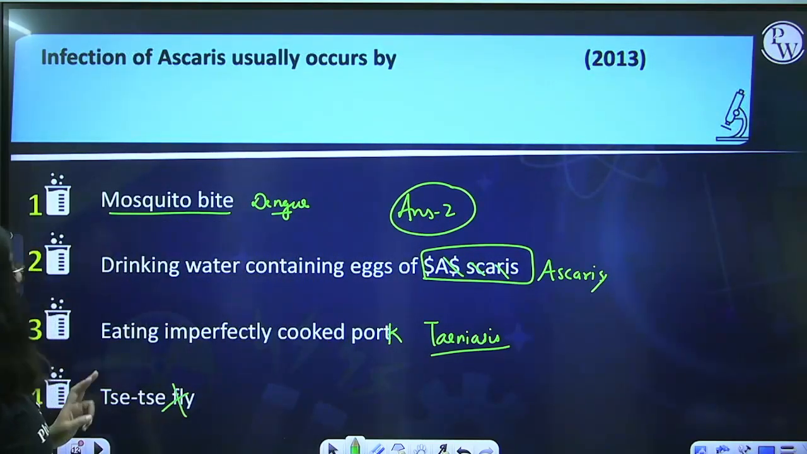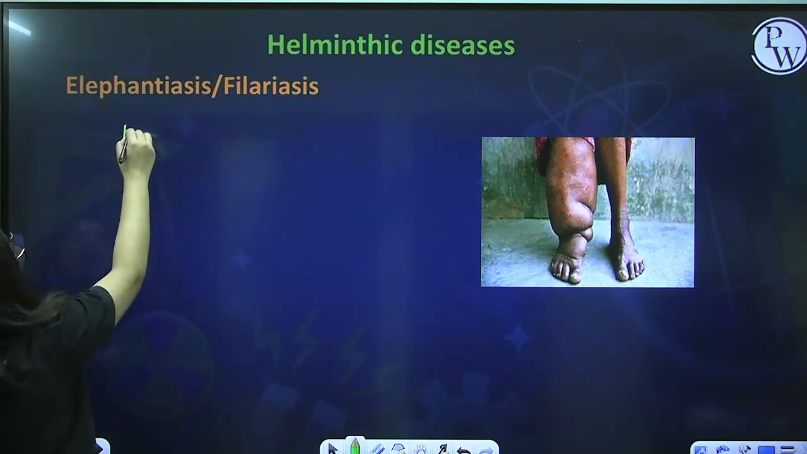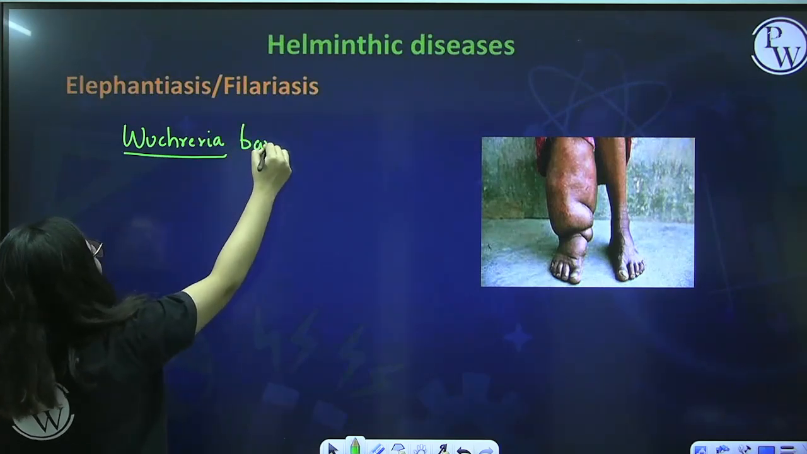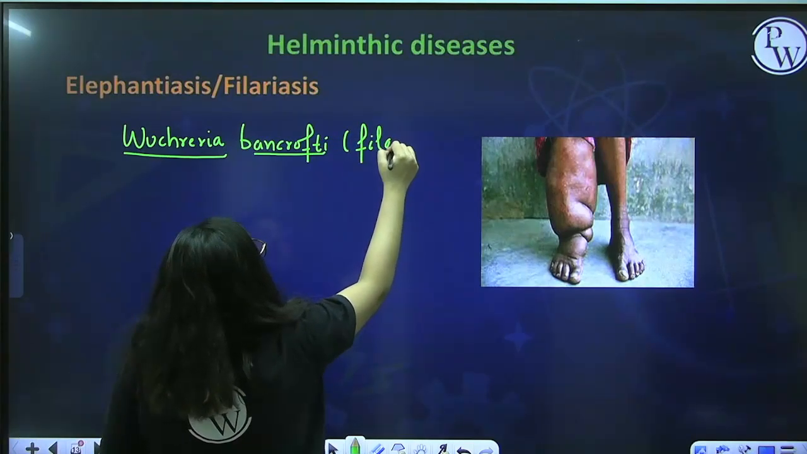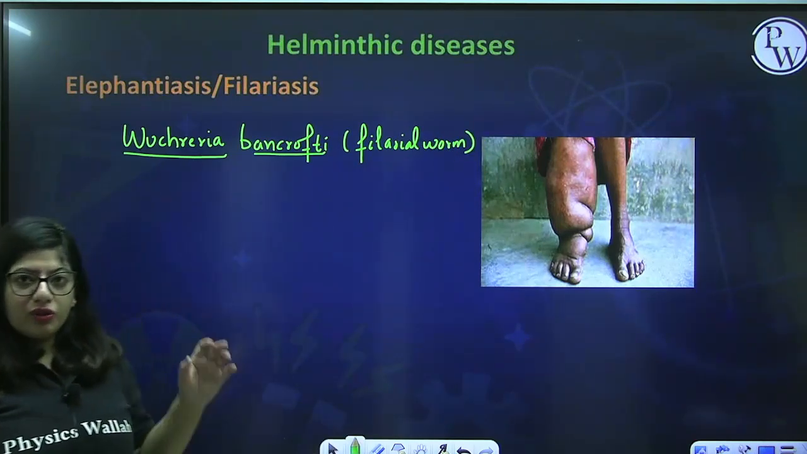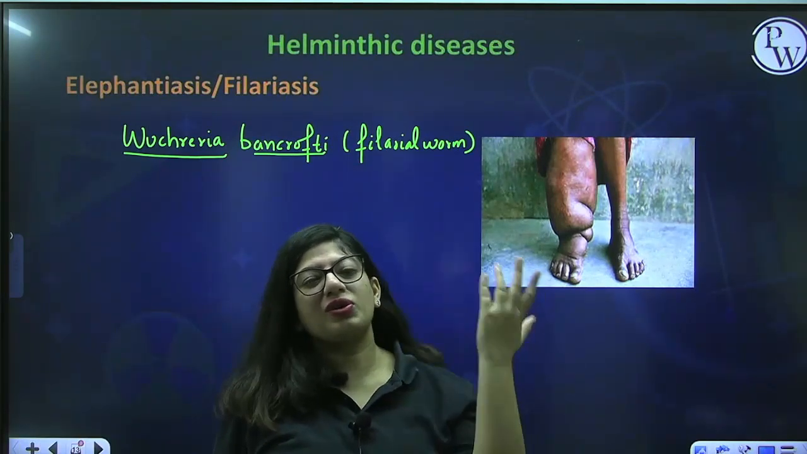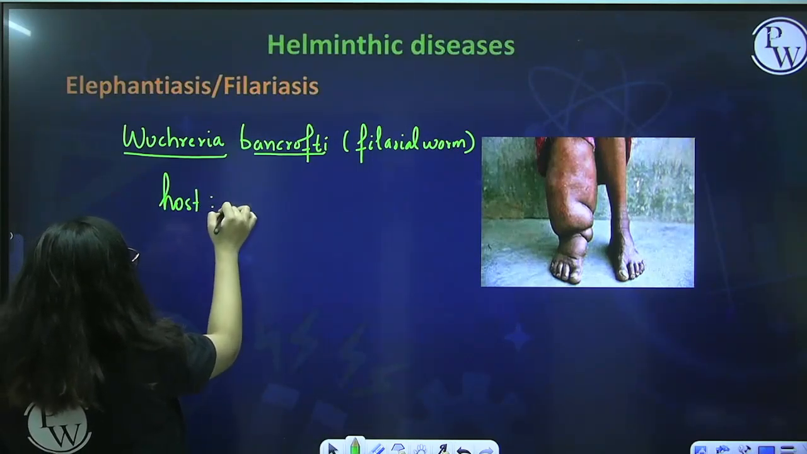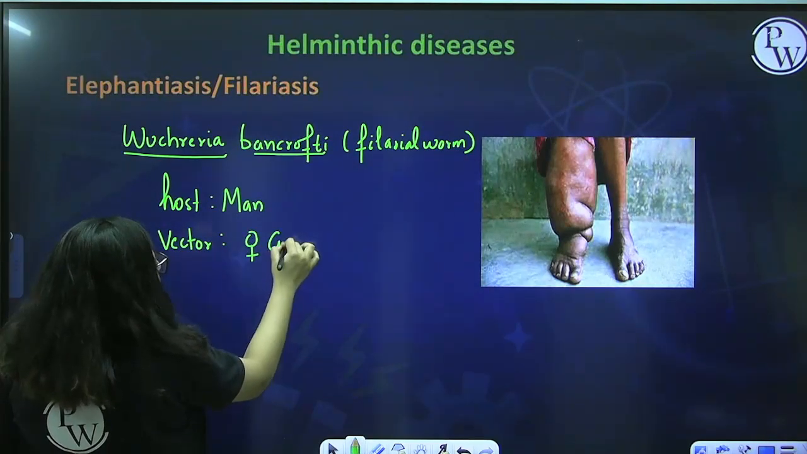So next is another helminthic disease, filariasis or elephantiasis. This disease occurs due to a helminth or worm, Wuchereria bancrofti, which is also known as filarial worm. Filarial or filaria, both are the same. So it is caused by the filarial worm. Because it's human health and disease, who is the organism getting the disease? Man. So here the host is man. But there is a vector. The vector is the female Culex mosquito.